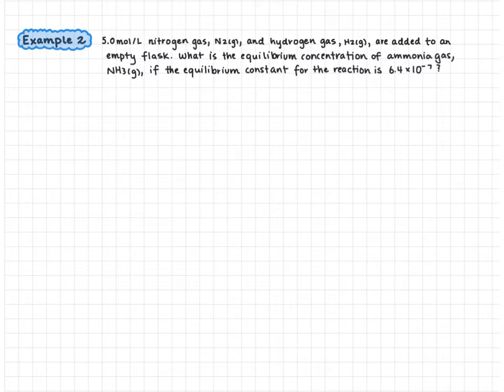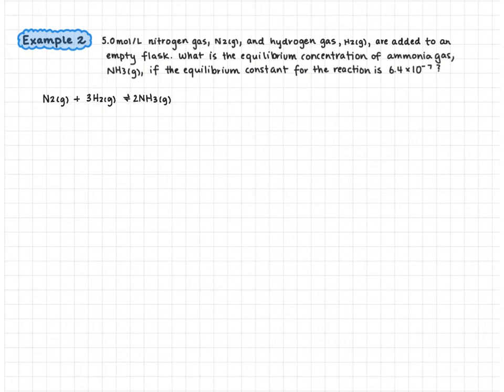In our second example, our problem is 5 moles per liter nitrogen gas, N2, and hydrogen gas, H2, are added to an empty flask. What is the equilibrium concentration of ammonia gas, NH3, if the equilibrium constant for the reaction is 6.4 times 10 to the negative 7? So the first thing we're going to do with this reaction is write out our balanced equation. So nitrogen gas plus 3 hydrogen gas form equilibrium with ammonia, and we'll have 2 ammonia gases.